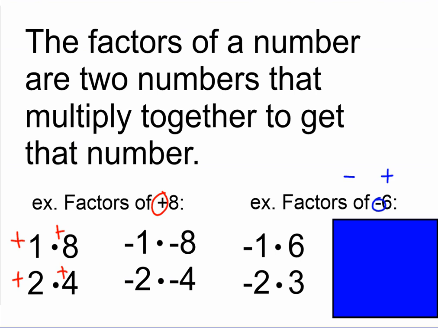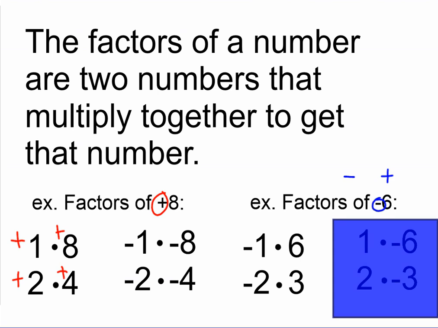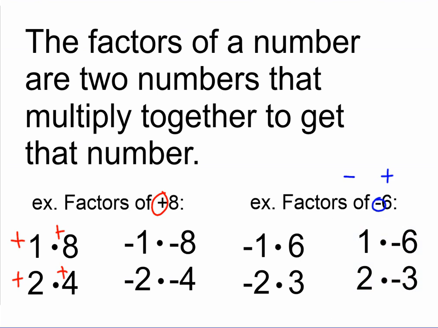What do you think the other two sets of factors could be? Hopefully you were thinking about switching the signs. We also could have had +1 times -6 and +2 times -3. All of those pairs multiply to -6, just like all of these pairs multiply to +8. Factors are the numbers that multiply to get that number.